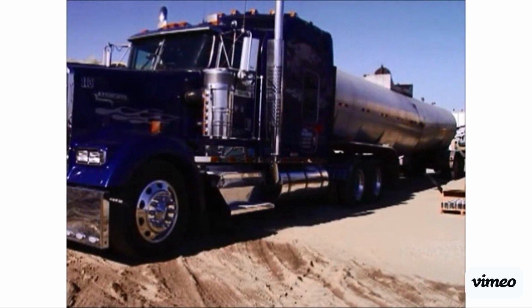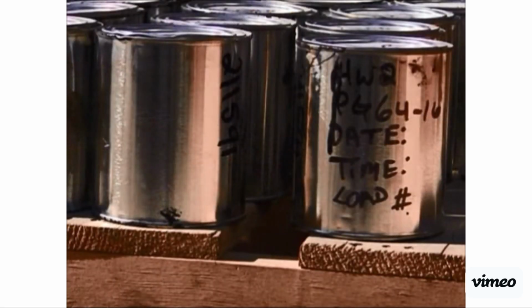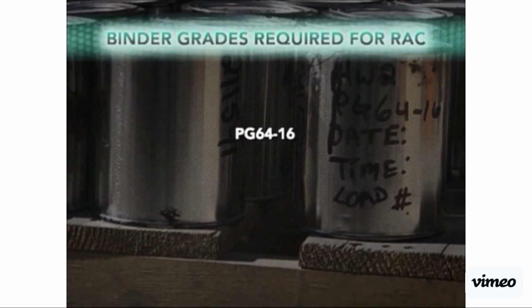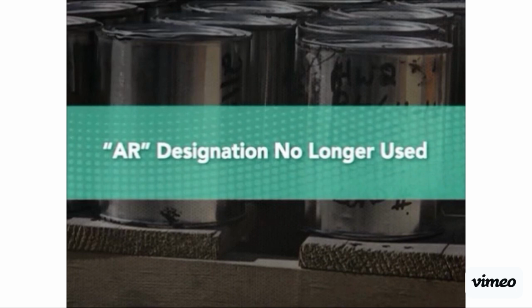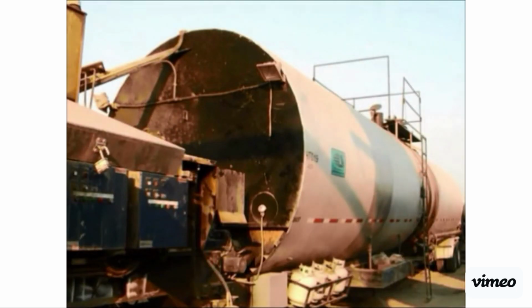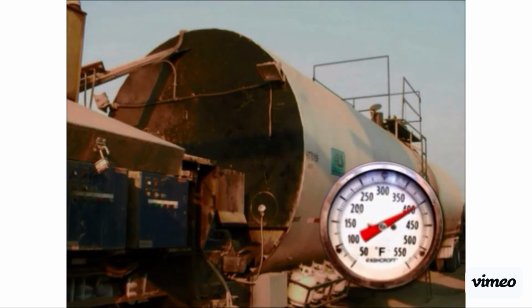The binder production process begins with the delivery of asphalt binder. The standard grades required by Caltrans for RAC are PG 64-16 and PG 58-22, although other grades may be used depending on the prevailing climate. PG-graded asphalts have replaced the aged residue or AR designation. The heat tank is required to raise the asphalt cement to a range of 400 to 425 degrees Fahrenheit.